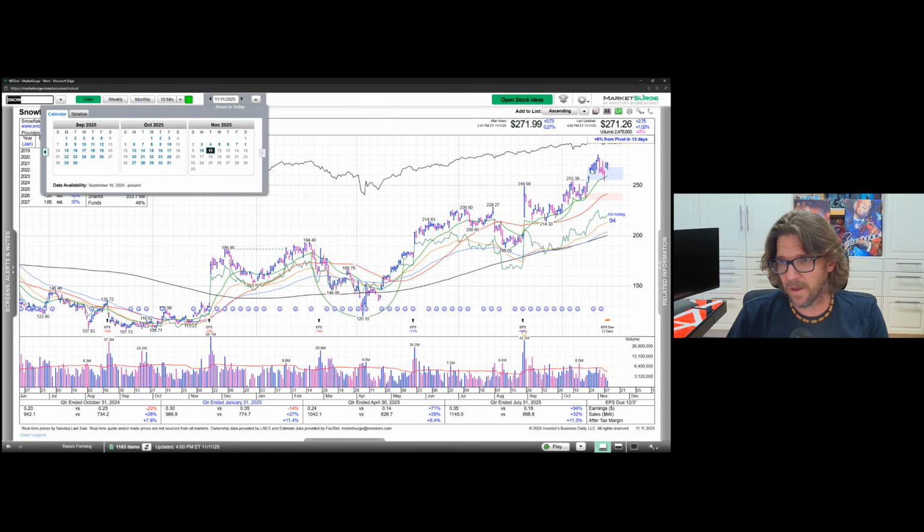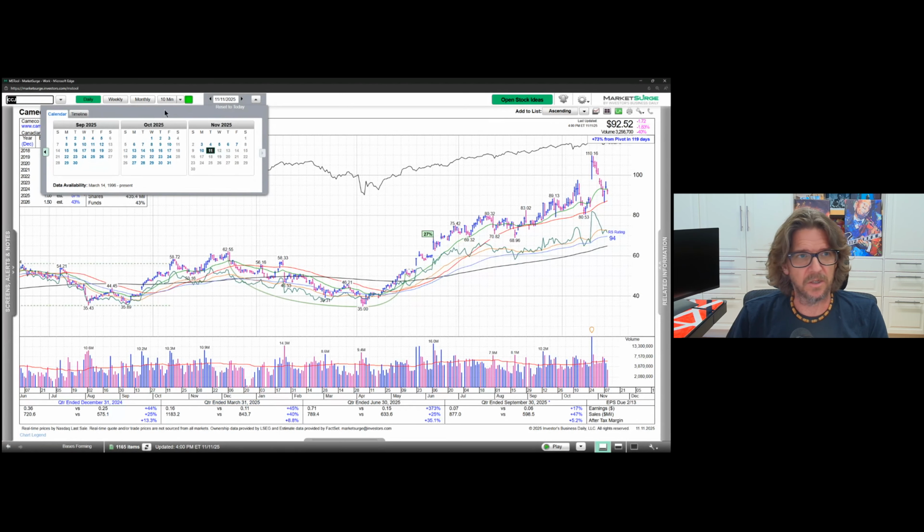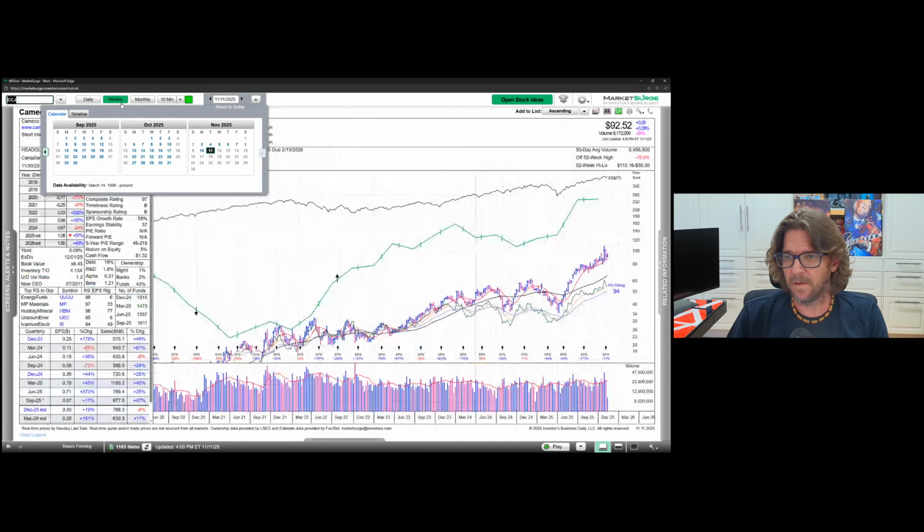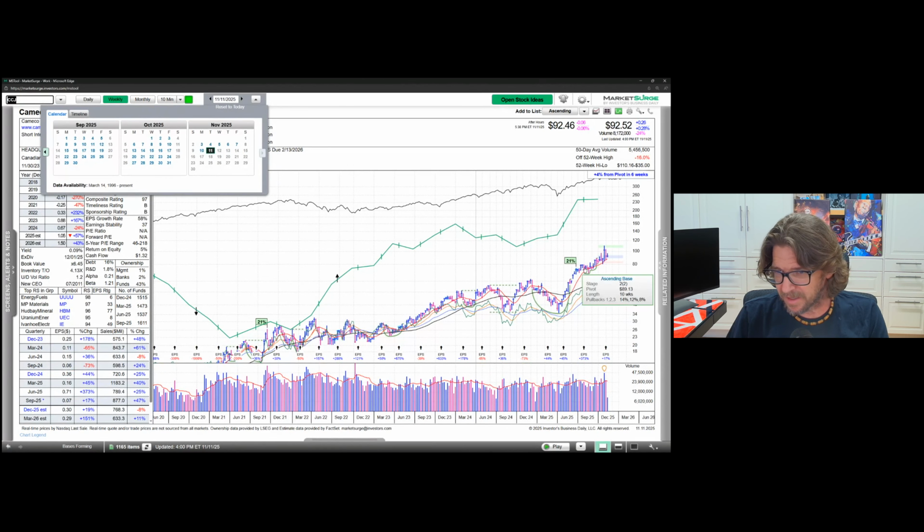So you can see it broke out, had a little upside reversal there, and it's trying to hold in. Okay, let's go to our next stock. CCJ. So it was saying it was an ascending base on the weekly.